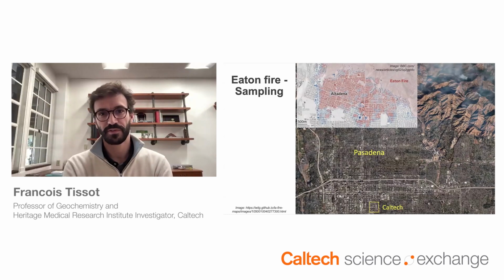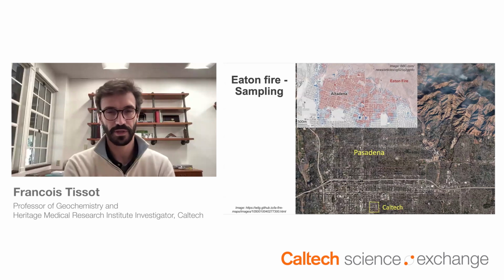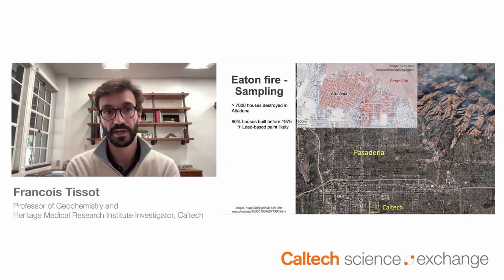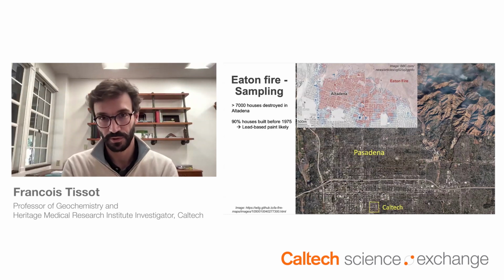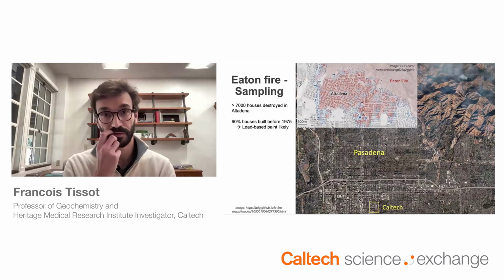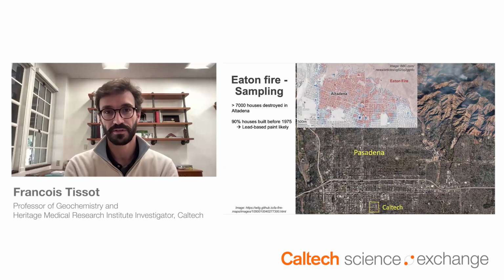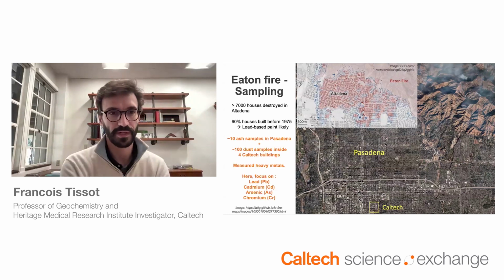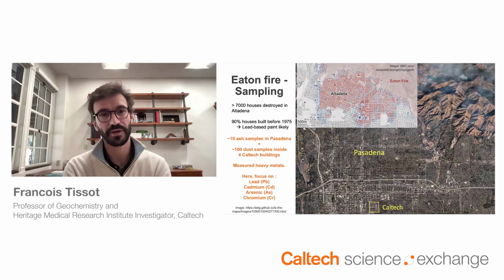So to get us started, here's a map of Altadena, Pasadena. Caltech is shown at the very bottom. The Altadena region has been overlaid with a map from the BBC showing in red damaged/destroyed structures, which represent more than 7,000 houses in Altadena alone. And the thing with Altadena, which is also where my house was, 90% of the houses were built before the 1970s, before the lead paint was banned, which means that there is a very high chance for lead to be released during the fires. So my group and I, with help from colleagues, have done some preliminary work.